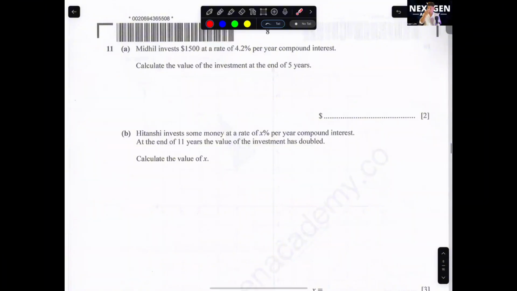Okay, let's go to question 11. Medio invests 1,500 at a rate of 4.2% per year compound interest. Calculate the value of the investment at the end of 5 years. Let's put it into the compound interest formula. A equals P bracket 1 plus R over 100 to the power of T. P is your principal, which is your original value, 1 plus 4.2 over 100 to the power of 5. Put this into the calculator.